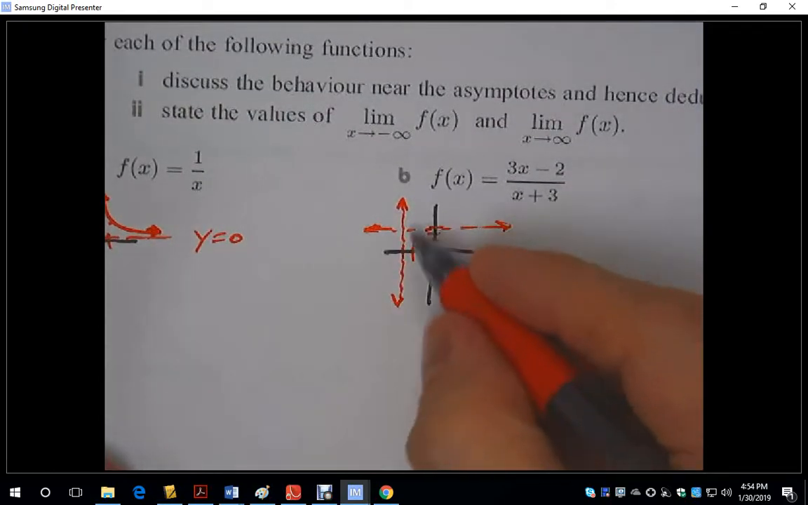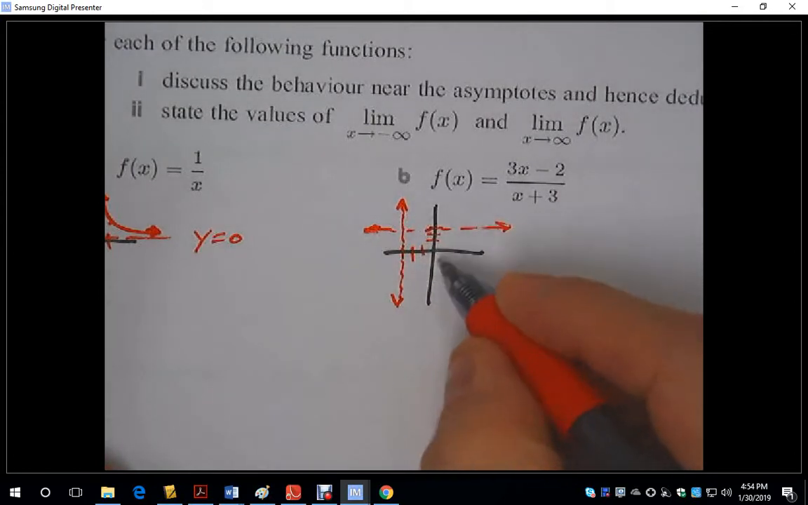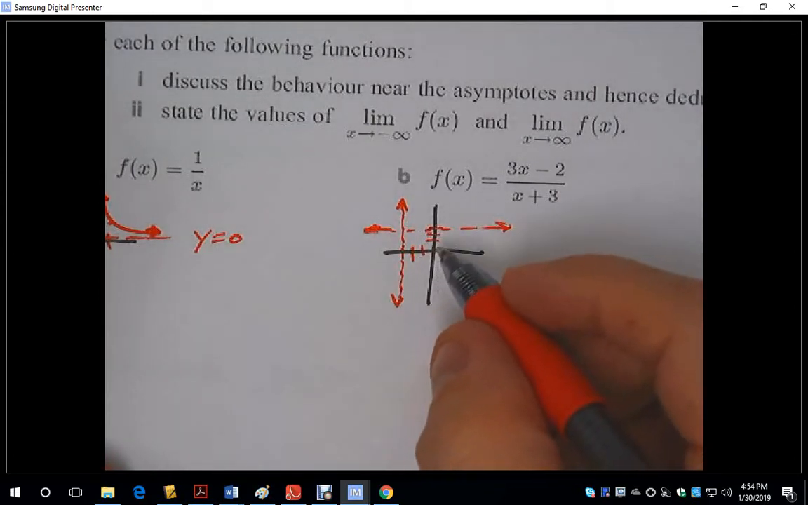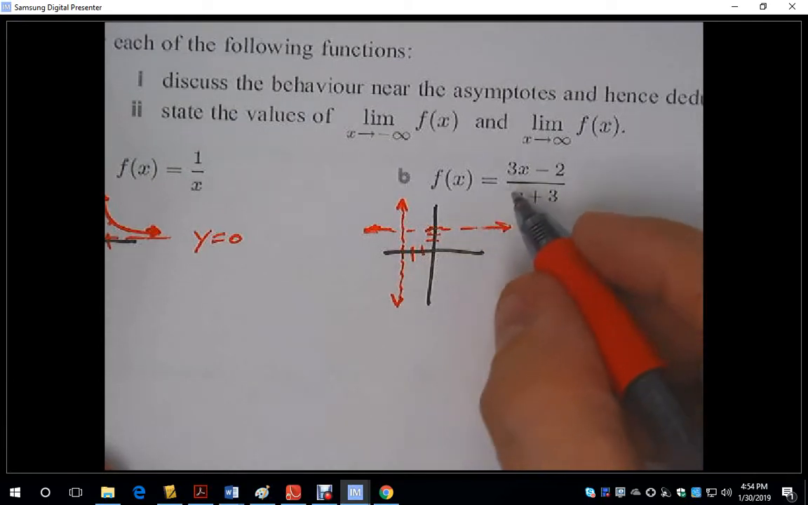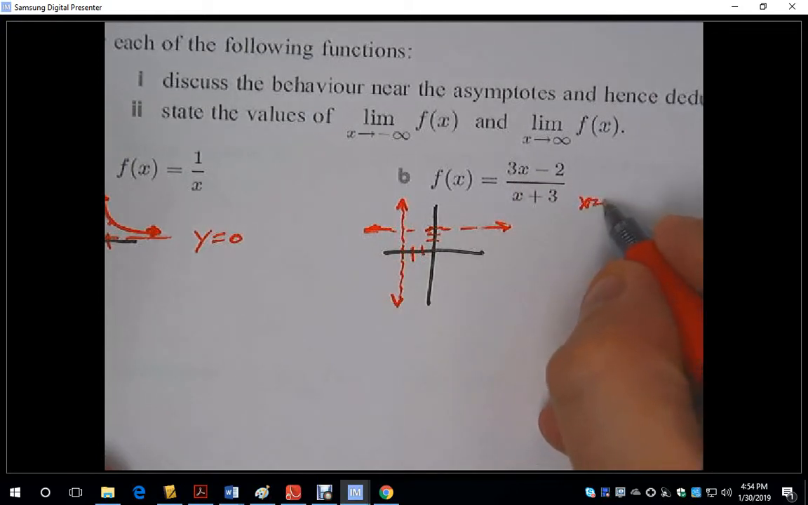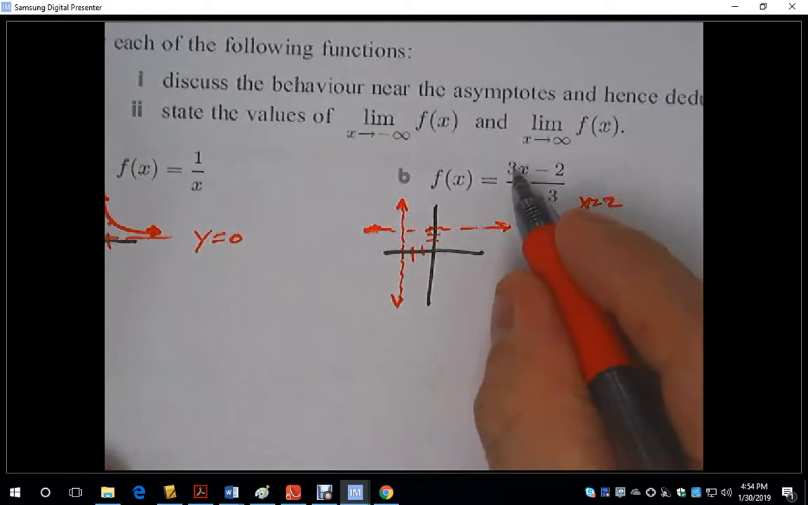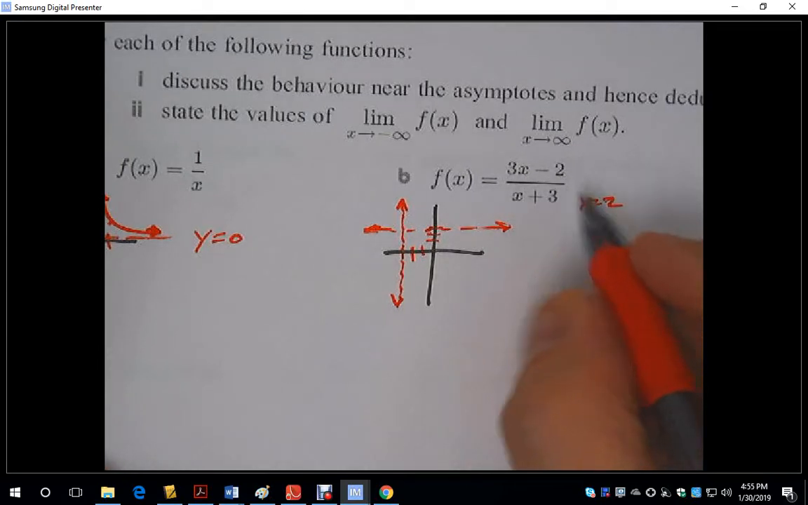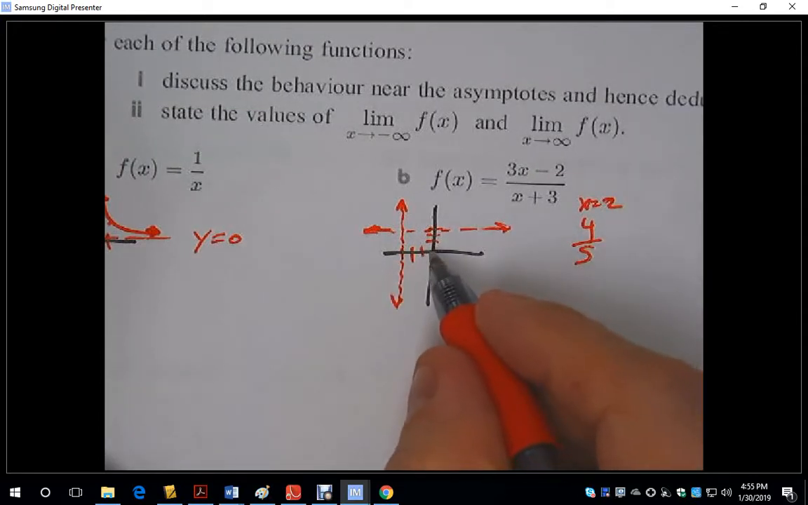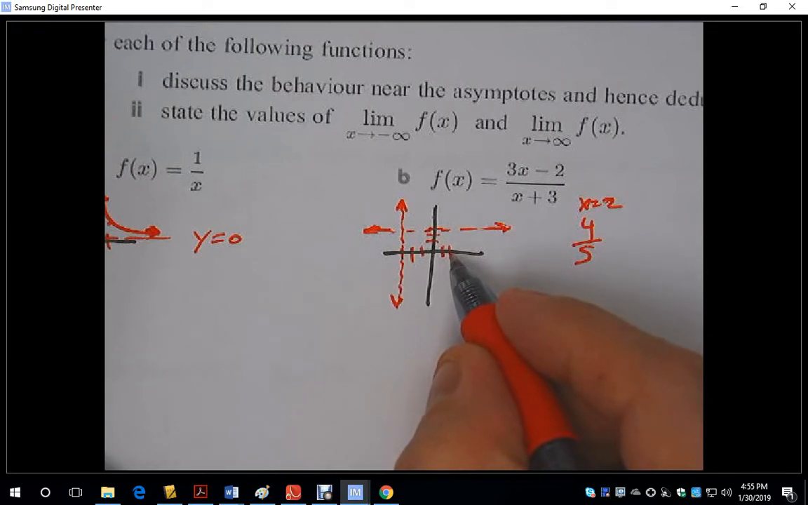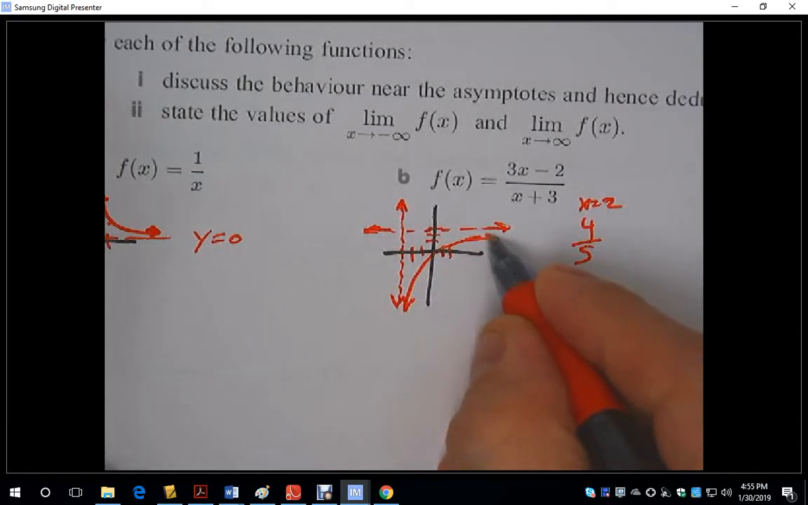So 1, 2, 3. So here is my horizontal asymptote. Now I'm going to find some value. Either my graph is here or here, so I'm going to find some value to the right. Something easy, let's do 2. If x equals 2, then I have 3 times 2, which is 6. 6 minus 2 is 4. And then 2 plus 3 is 5. So if x is 2, so 1, 2 over here, then my y value is not even 1. It's less than 1. So we're looking at a graph that's going to be something like this here.